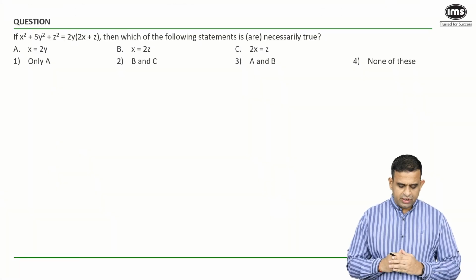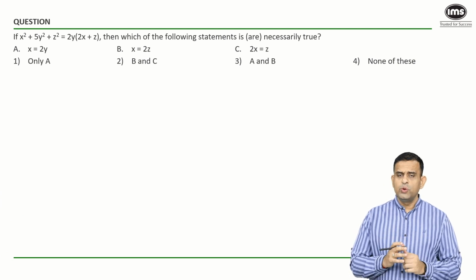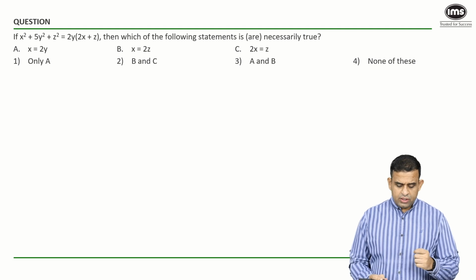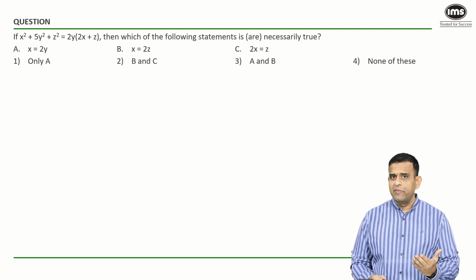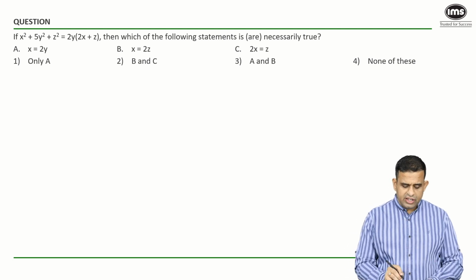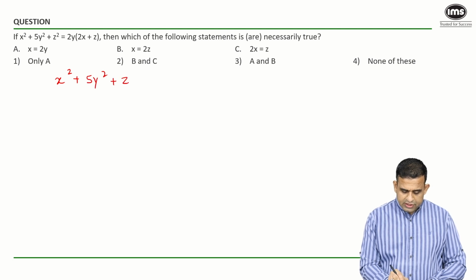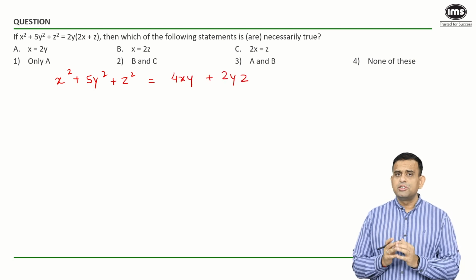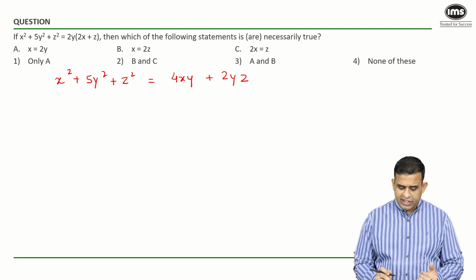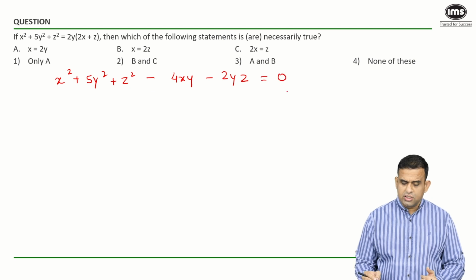In the next sum, they have given if x square plus 5y square plus z square is equal to 2 into y times of 2x plus z, then which of the following statements is or are always true over here? Now what we can do in this particular case is first of all try to bring everything on the left hand side, and what do we get? x square plus 5y square plus z square is equal to 4xy plus 2yz. If I bring the term 4xy plus 2yz to the left hand side, one will get this minus 4xy minus 2yz equals to 0.